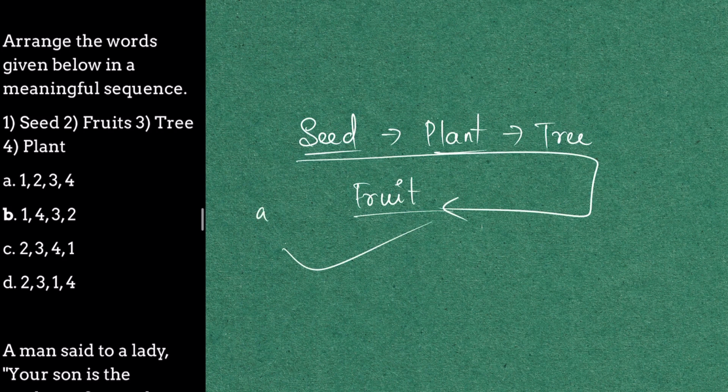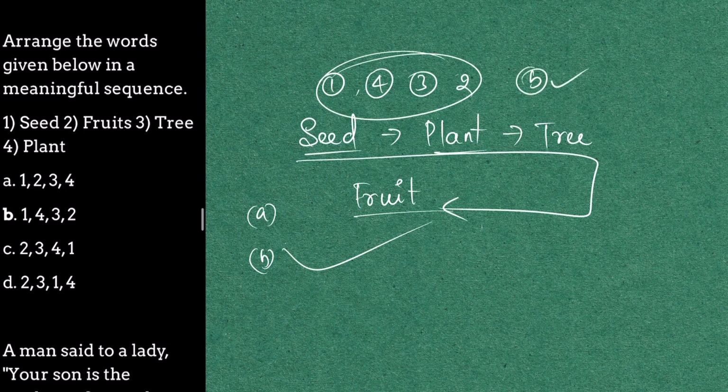Obviously options A and B are the only options which start with seed as the first one. After that we have plant. Plant is number 4. So it will be 1, 4, tree is 3, and fruit is 2. 1, 4, 3, 2 corresponds to option B. So therefore option B is in fact the right answer.